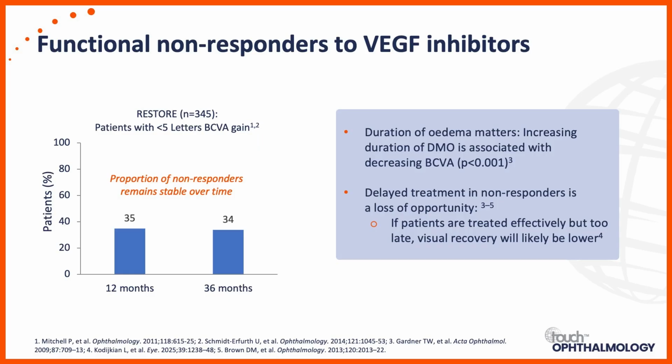On the contrary, delayed treatment is a loss of opportunity because duration of edema matters. If we treat effectively but too late, after 2 years, the sham group, it's too late, and the patient will not obtain the same level of the gain that the patient initially treated with anti-VEGF. And the longer the duration of DME, the more the visual acuity decreased. So again, duration of edema matters.